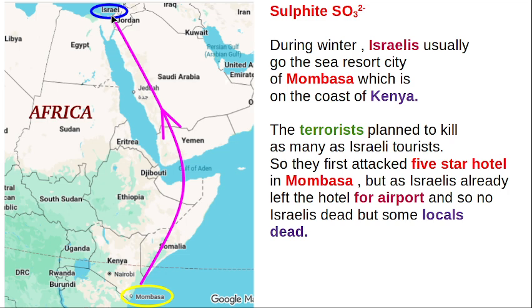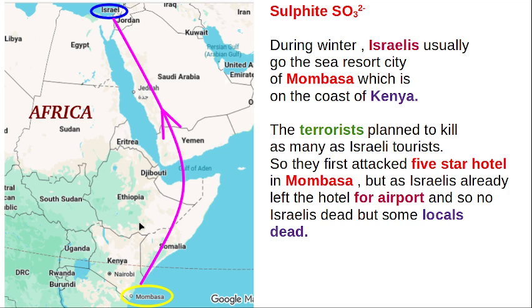Okay, usually they take an aeroplane. By flight they reach Mombasa and they book 5-star hotels. And during the daytime they spend their time along the sea coast. Okay, that was the usual holiday-spending nature of the Israelis.